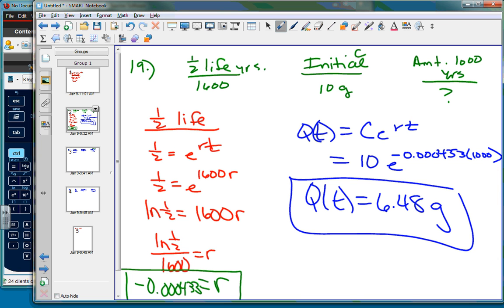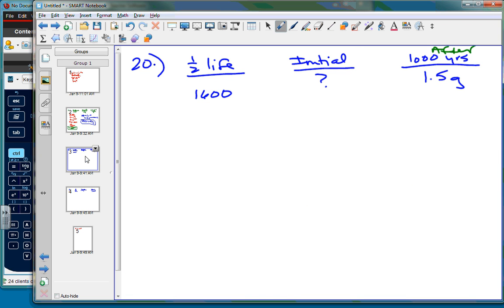Okay. Now, what's the difference between that one and 20? In 20, I don't know my initial amount. But what do I still have to find first? I still have to find my rate, and then I plug into my formula to get the rest of the information. Do we understand that, yes or no? Do I need to do 20 or do you guys understand it? You do. Okay, I go right back to my half-life. So I'm going to have 1/2 is equal to e to the rt. How long does it take my half-life?